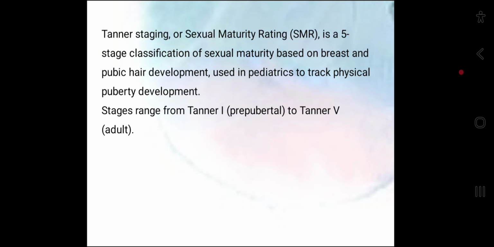Tanner stage, also called sexual maturity rating or SMR, is a 5-stage classification of sexual maturity based on both breast and pubic hair development, used in pediatrics to track physical development. The stages range from Tanner stage 1, which is pre-pubertal, to Tanner stage 5, which is the adult form.